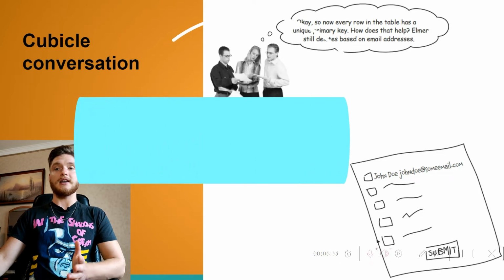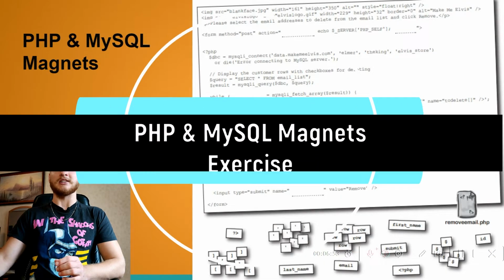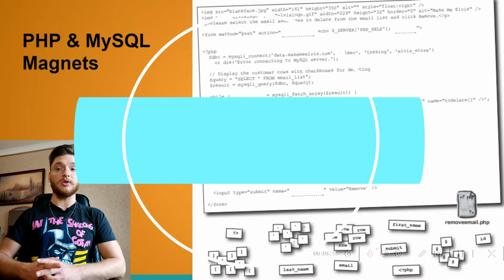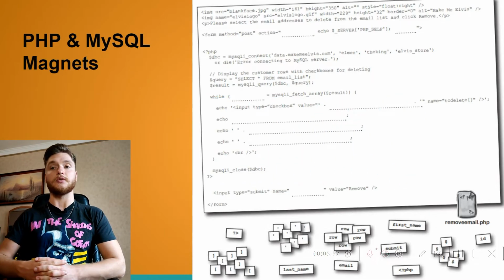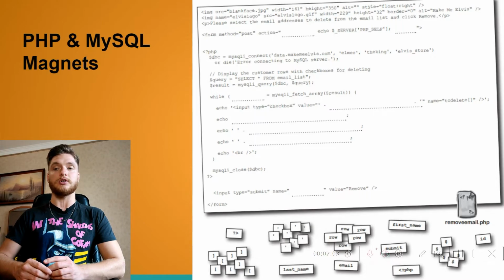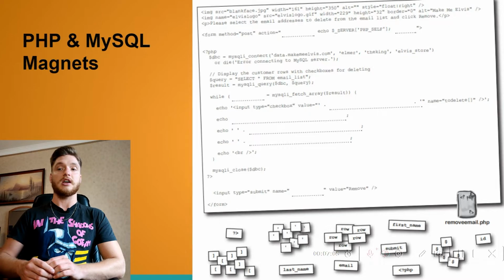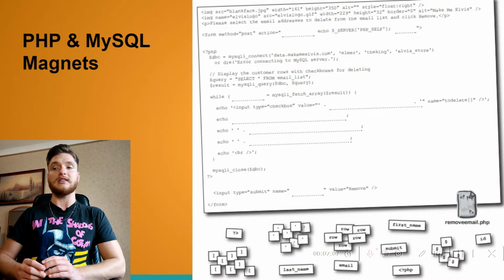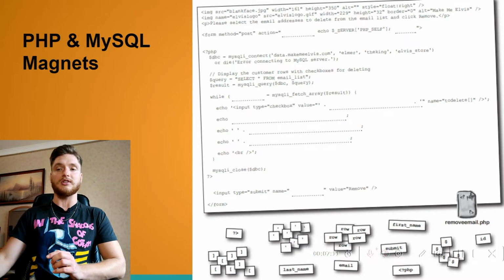Exercise: PHP and MySQL magnets. Use the magnets below to finish the missing code for the removeemail script, which presents a series of checkboxes for the customers in Elmer's database. Note that this code just creates the form. Don't worry about the code that deletes the data just yet.